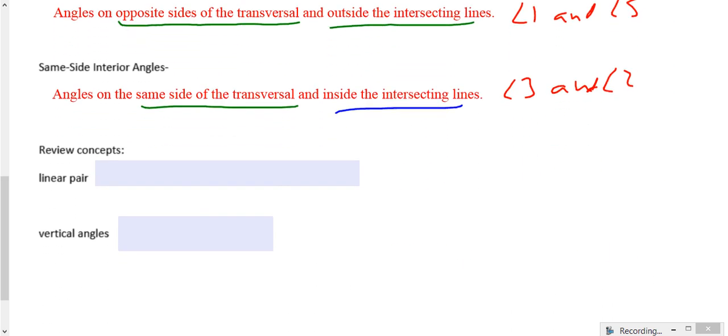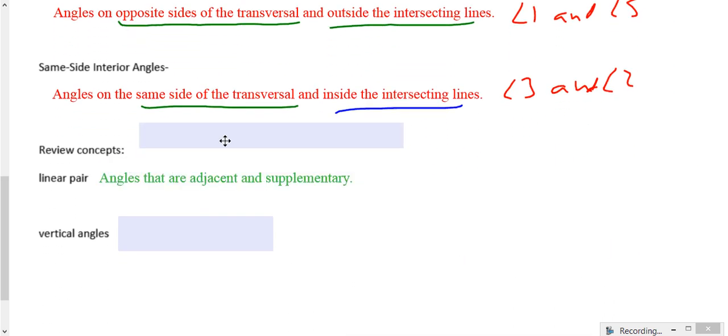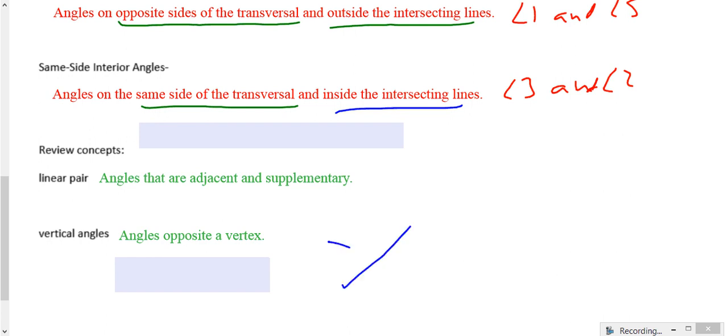And we'll finish with a linear pair, which is a review of what we had last unit, angles that are adjacent and supplementary, and vertical angles that are opposite the vertex. So we would finish by saying two lines crossing, these are vertical angles, and a linear pair, supplementary and adjacent. And this ends the first video.